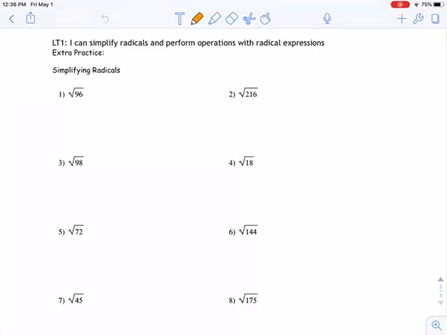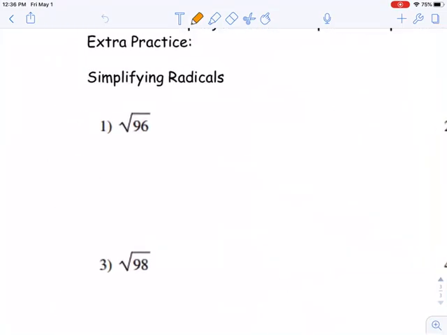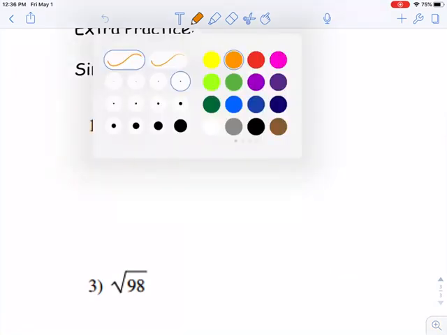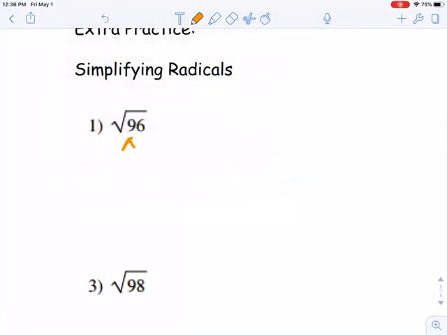Okay, so now we're here in the last video, and again we're just going to continue to practice our skills. Alright, we need to find the largest square factor of 96. So whenever you see an even number, you've got to hunch that the perfect square is going to be an even number. Alright, 4 works, but 4 is not big enough. This one's the square root of 16 and the square root of 6, which becomes 4 radical 6.